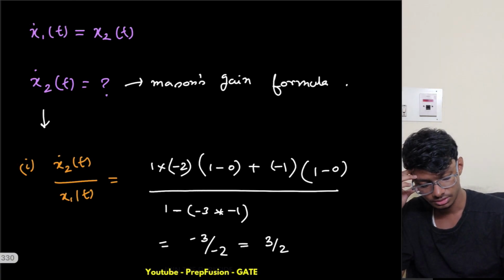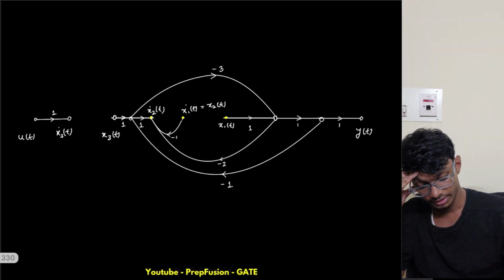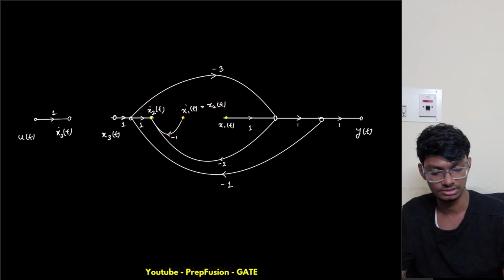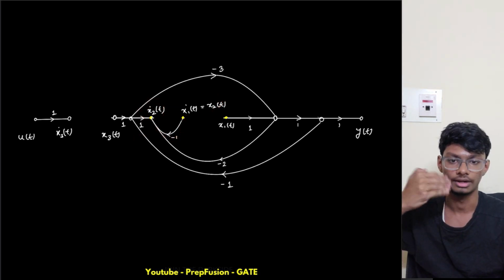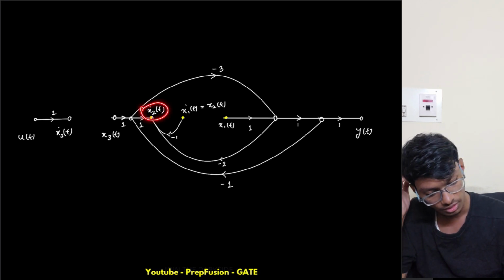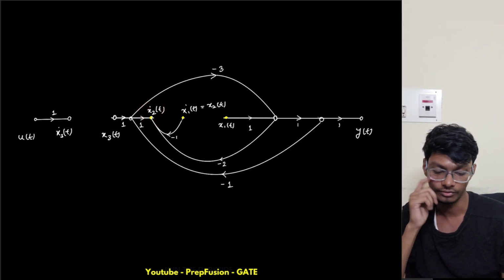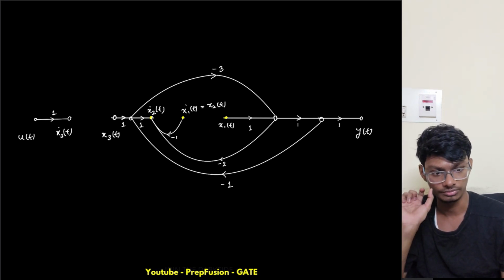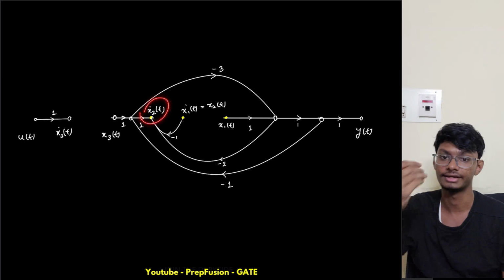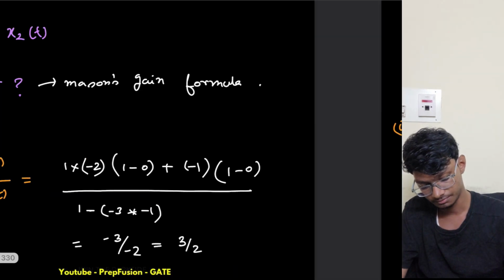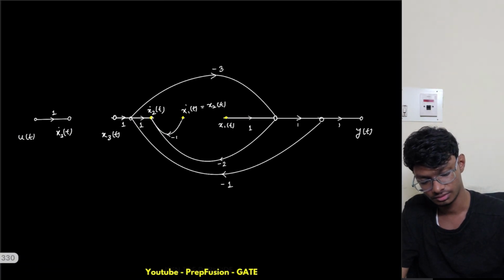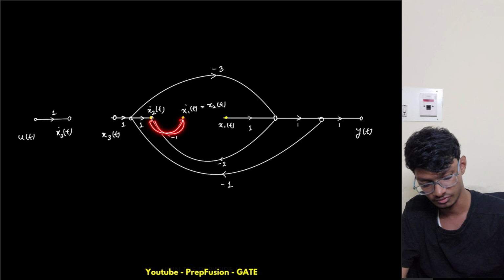So what is this? Here what I can see is only this x2 incoming to x2 dot of t, right? Nothing else is incoming. But still, not to take any other risk, I can simply write x2 dot of t equals x2 itself when other sources are 0. But still, not to take any risks, I will write the SFG Mason's formula. So again, how many forward paths do we have? We have only this forward path.